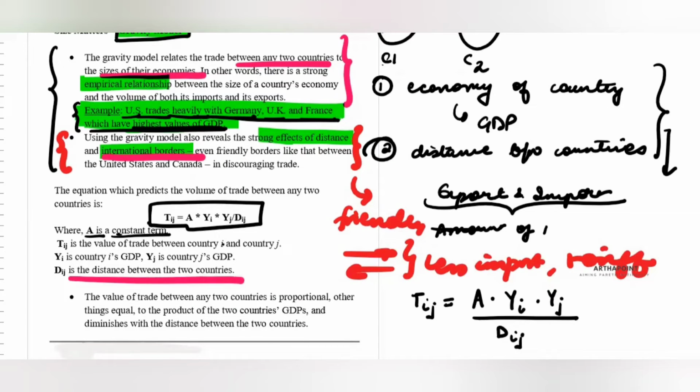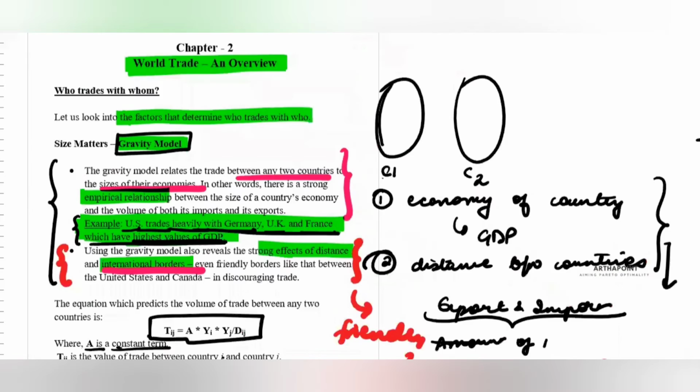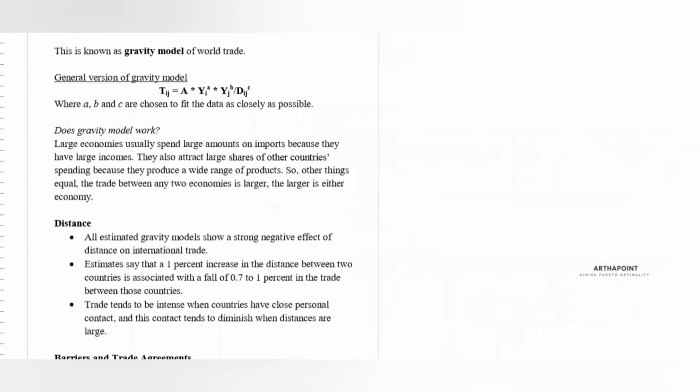So let's read this out. The value of trade between any two countries is proportional, other things equal, to the product of the two countries' GDP, and diminishes with the distance between the two countries. This is known as the gravity model.